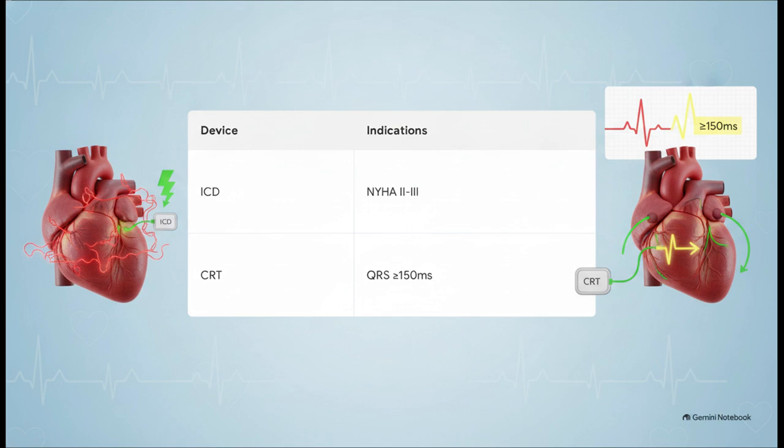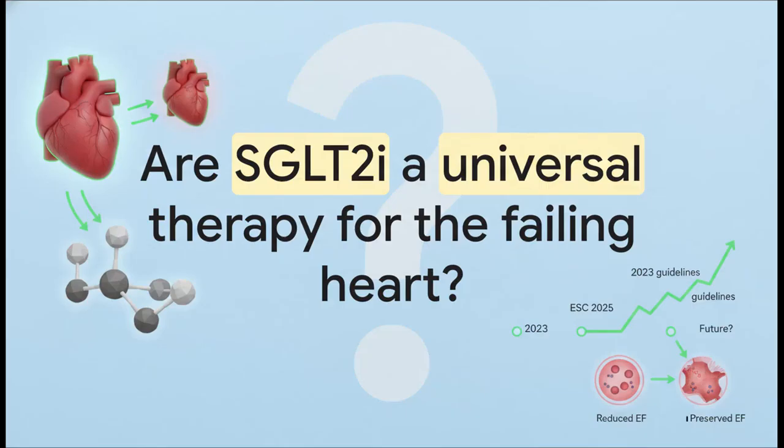On the flip side, if the patient has a left bundle branch block with a wide QRS complex of 150 milliseconds or more, it means the electrical signals of the heart are uncoordinated. In that specific case, we use CRT, or cardiac resynchronization therapy, to electrically pace and resynchronize the ventricles, improving that mechanical squeeze. So, that covers the whole shebang, the entire textbook flow of heart failure, from the underlying mechanics straight through to the ESC 2025 guidelines.